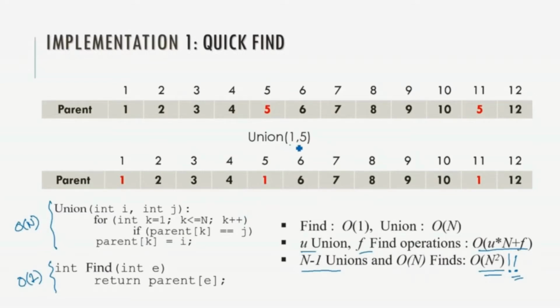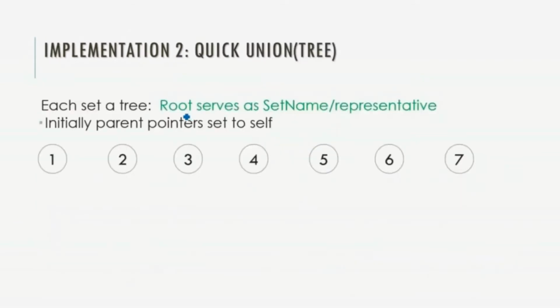If we follow this approach, when we perform the union operation between two sets, we change the parent or the representative of all elements of this set. So we need to improve this matter. Now we will use a tree-based representation where every set will be represented as a tree.